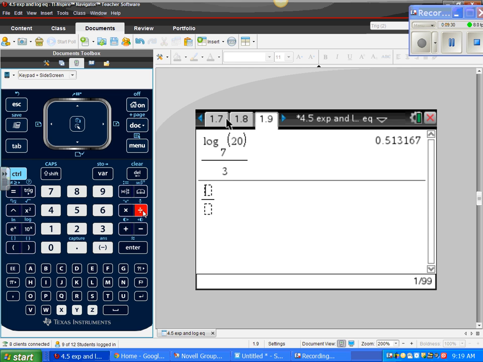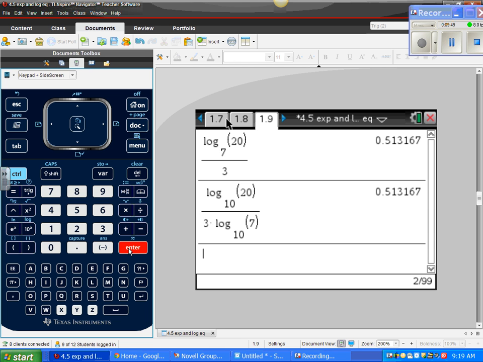Fraction template, log of 20 divided by 3 log of 7. Notice I'm not putting in the bases, right? What's the base if I don't put it in? 10. What kind of logarithm is that? Common. We getting the hang of that? Okay. Do we get the same answer? Absolutely. Okay, so either one of these methods is appropriate. They both work. They're both correct. Okay?